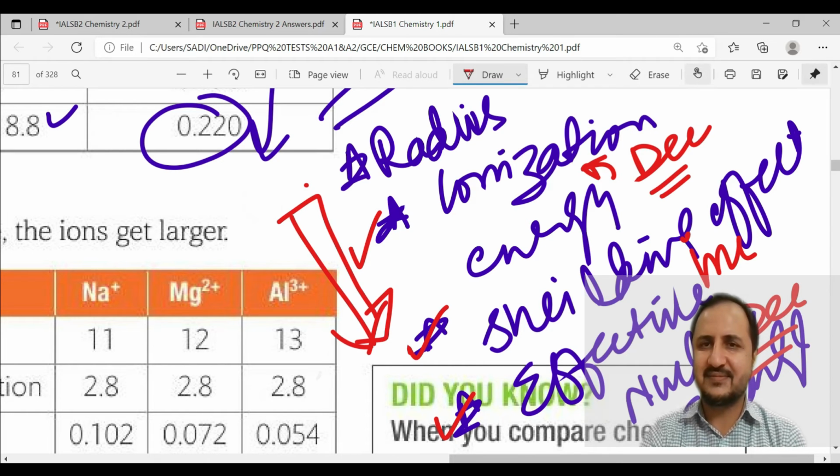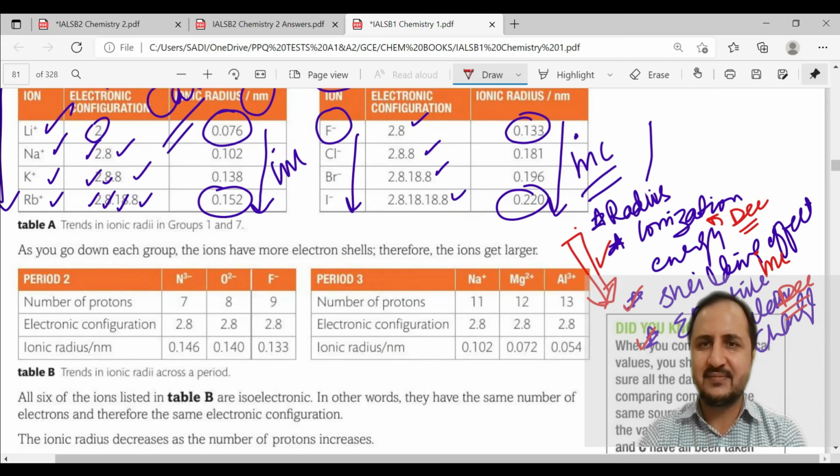Yes, sir. Okay. Now, when we talk about these points, you will see that these two things are happening sidewise and parallel.